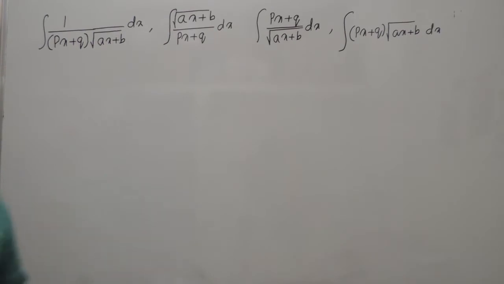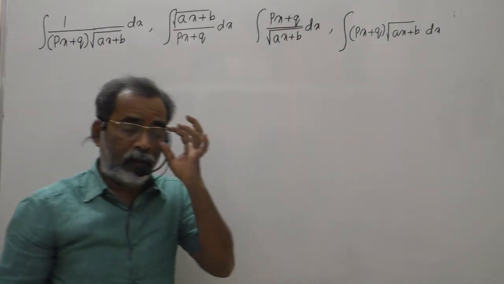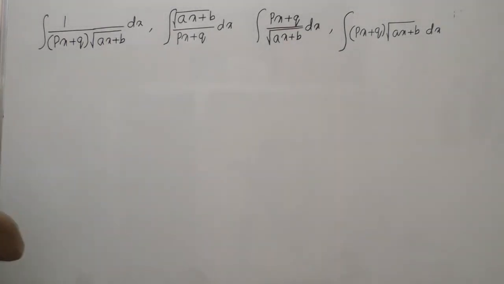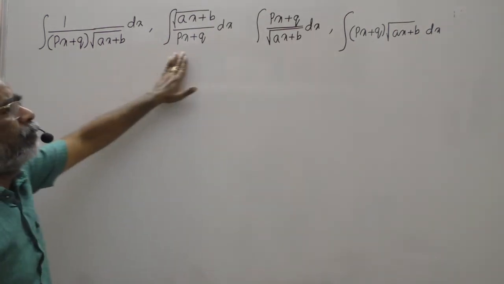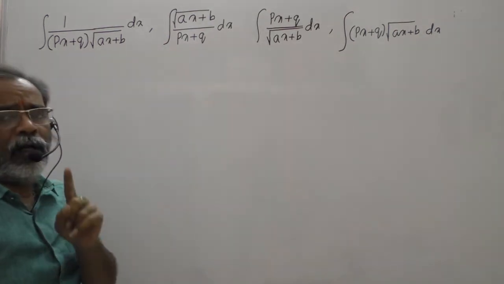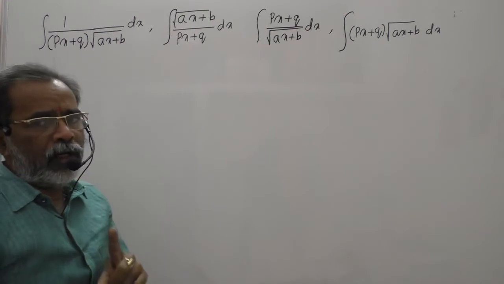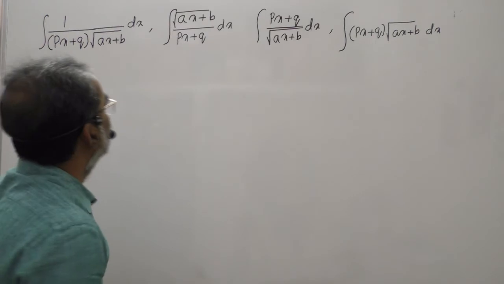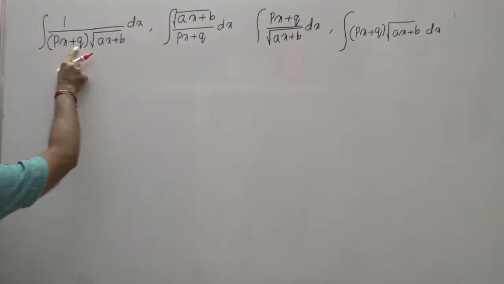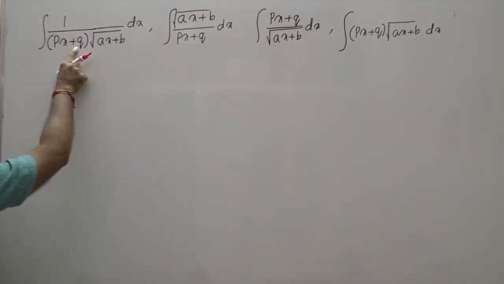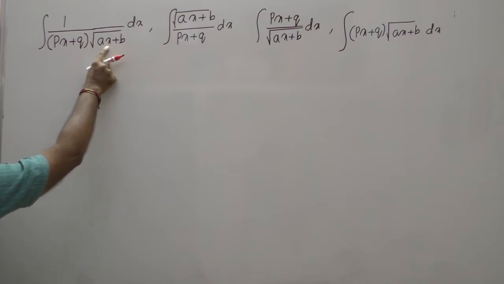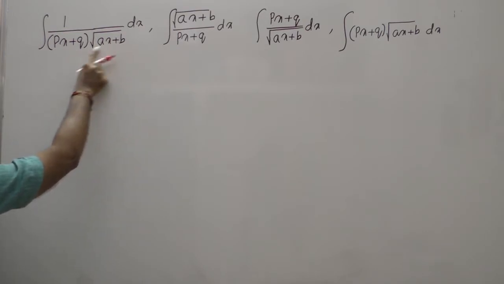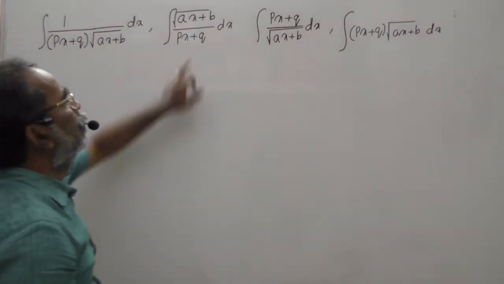To integrate this type of integrands, please see these. These are 4 different models, but they are similar models. All the 4 contain linear factors. One linear factor is in the square root, the other without square root. See, px plus q, what is this? It is a linear factor. This is also linear. One is in the root and one is without root. See, same.